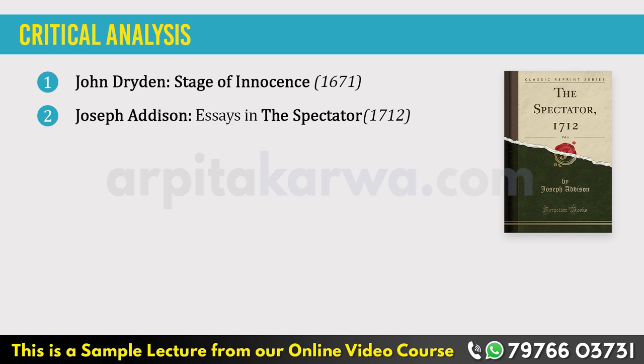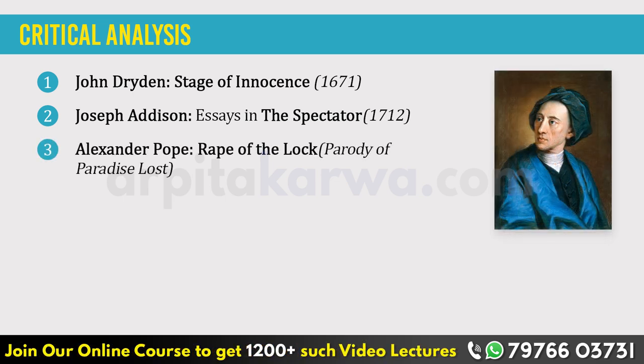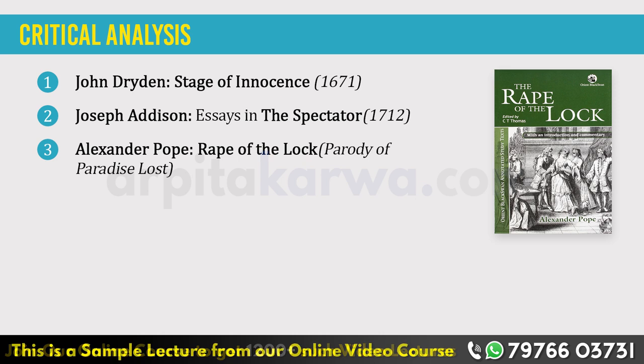Joseph Addison published a series of essays in The Spectator, which was published in 1712. So in this work, he ranked Milton's epic with the works of classical antiquity. Next, we have Alexander Pope, who borrowed heavily from the imagery of Milton's poem and in his own work, The Rape of the Lock, constructed a mock epic that essentially became a parody of Paradise Lost.